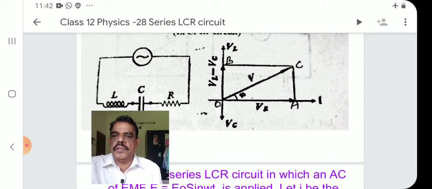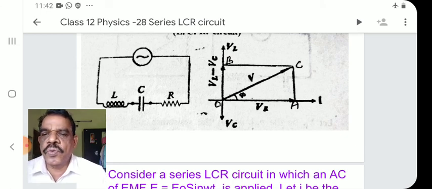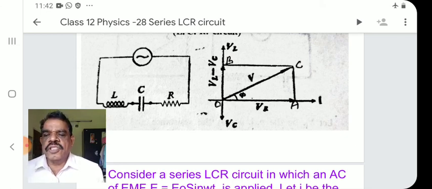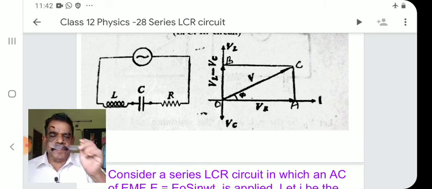And here is the circuit. The LCR circuit is shown in the figure. L inductance, C capacitance, and R resistance are in series and they are connected to a dynamo generator of EMF E equal to E0 sin omega t. There is voltage across inductance VL, voltage across capacitance VC, and voltage across resistance VR. They are represented in the figure.